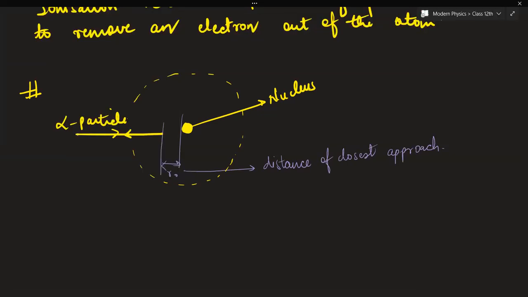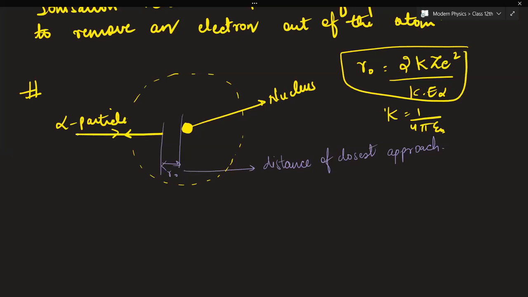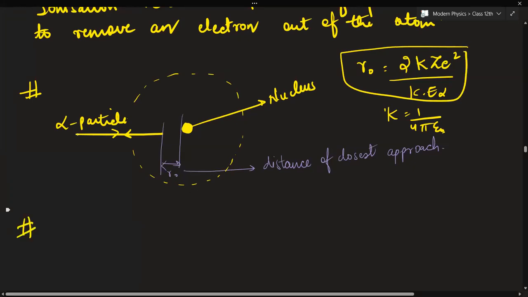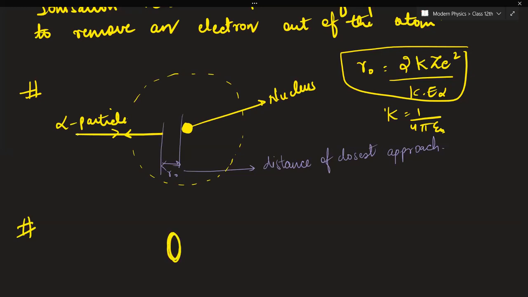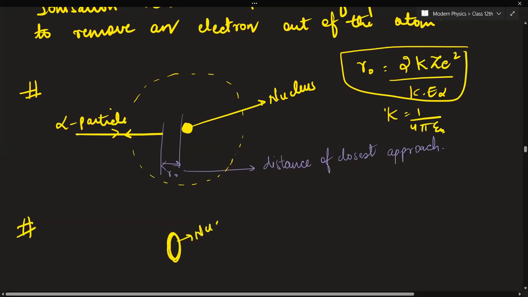It also has a formula which you can remember. We usually refer to it as R naught. So this is 2kZe square divided by the kinetic energy of the alpha particle. Here, K, I hope you know, is 1 over 4 pi epsilon naught. This is the value of the distance of closest approach. And one more thing that you can remember is, see, just assume that this is the nucleus.